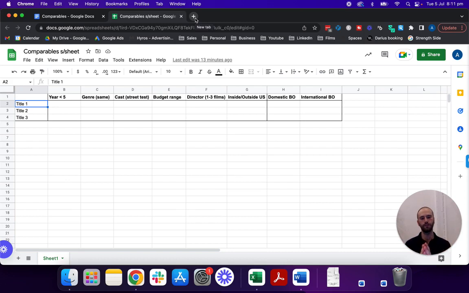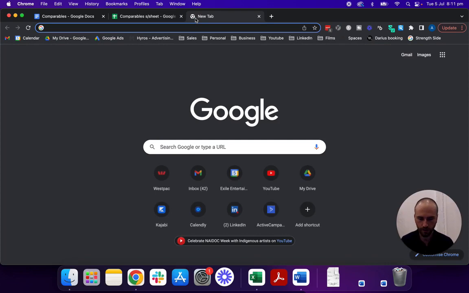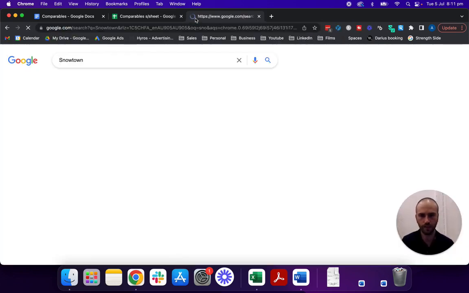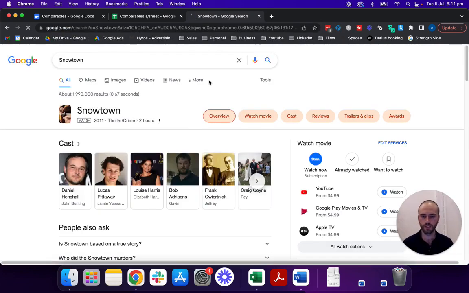So the very first thing that I would do is, I wouldn't try and find a film that necessarily fits within these factors straight away. I would just think of, okay, what's a well-known film that I know that is an Australian film, that's a horror film or like a genre film, as just a starting point. So the one that comes to mind for me is Snowtown. So I'm just going to look that up.